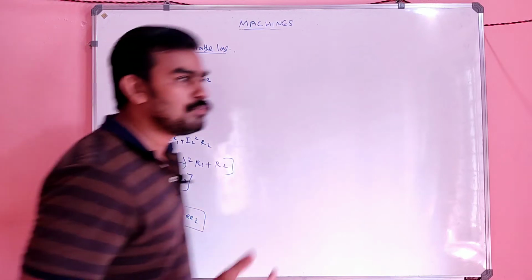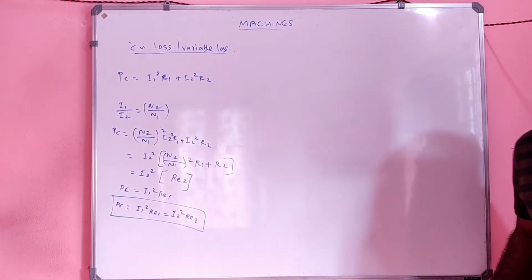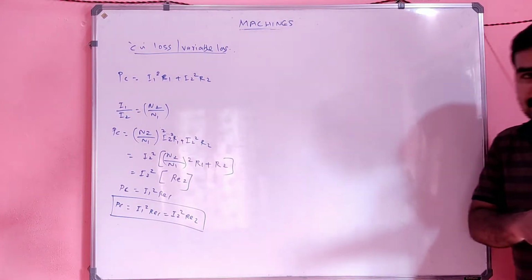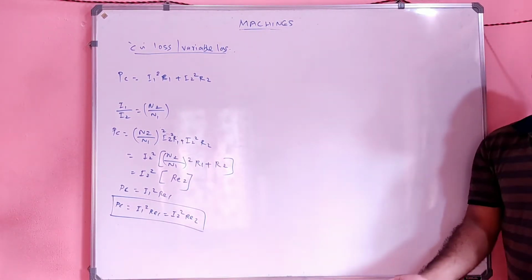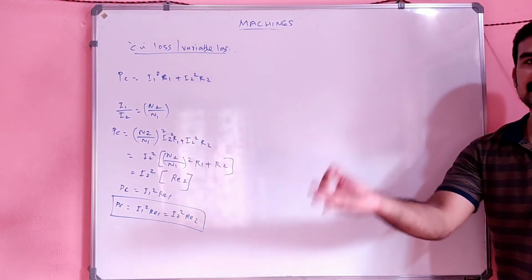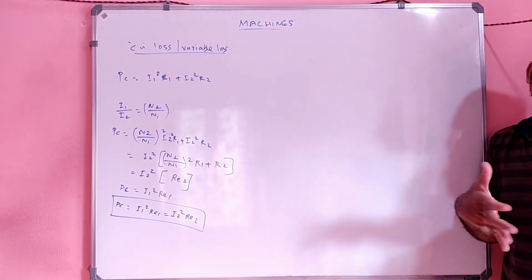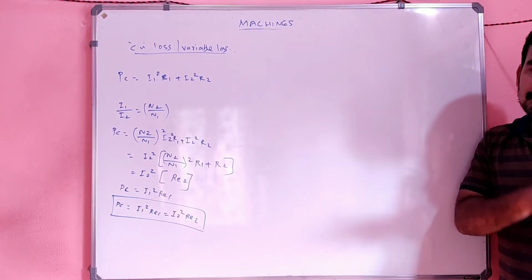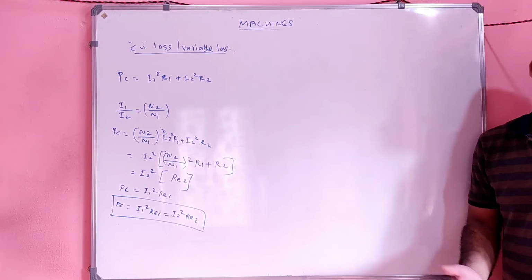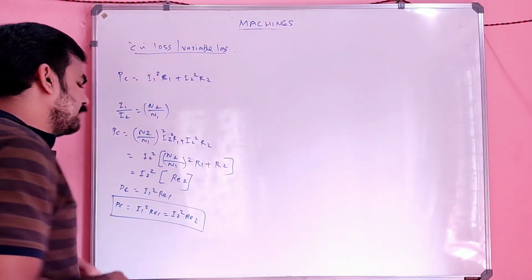So the copper loss, or full load copper loss, any copper loss, will be written like I1 square into RE1 or I2 square into RE2. If you are considering the secondary terminal, you should take care of the secondary current and secondary equivalent resistance. If you are considering the primary side, you should take care of the primary current as well as the primary equivalent resistance. That is the only difference.